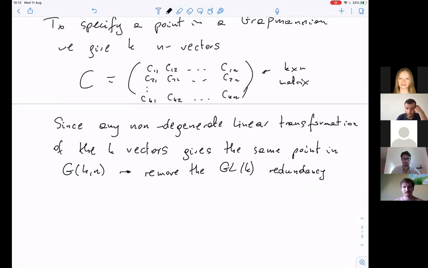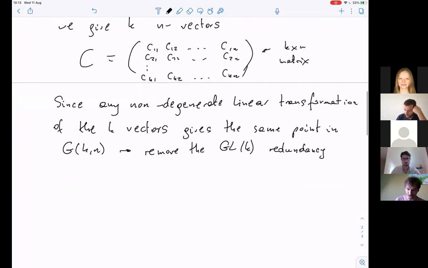There's a simple way to do that. For example, you can just take your matrix and fix some of the entries of this matrix such that you get a unique collection of vectors defining every possible k plane. So, to remove this GLK redundancy, I just take C to be, for example, in the form of the identity matrix here. So this is a k by k identity.